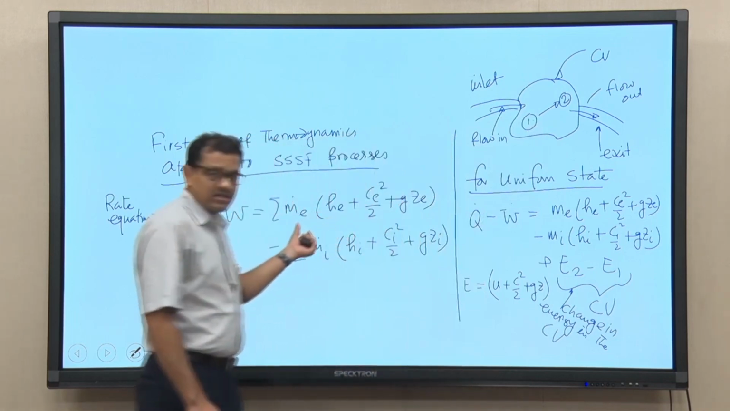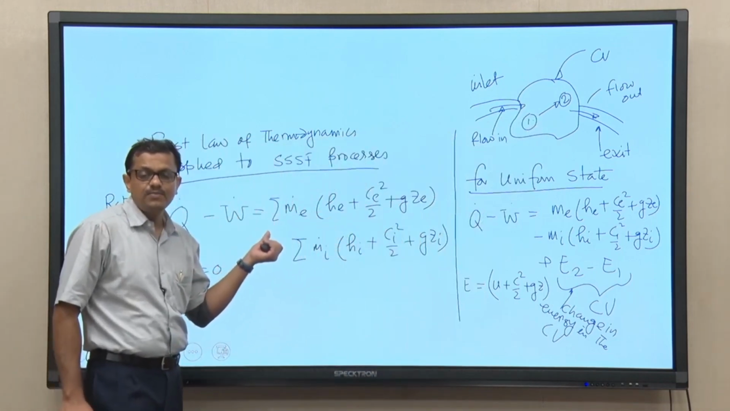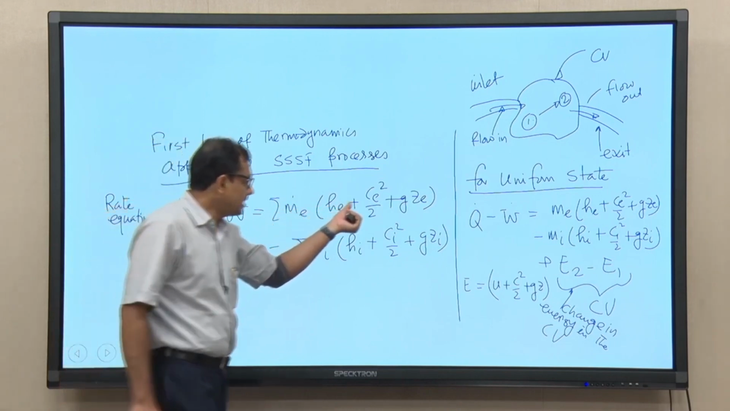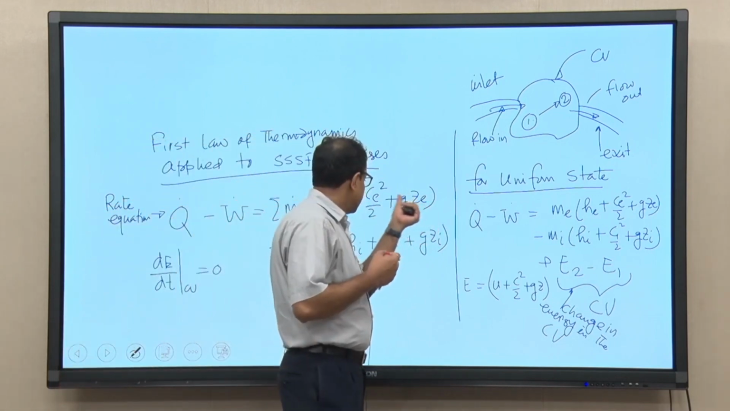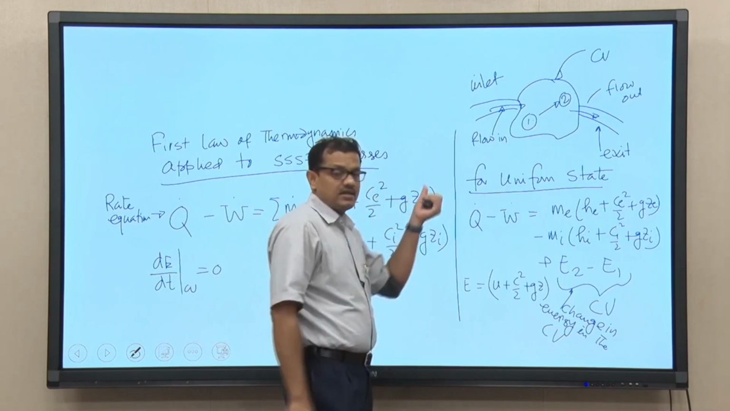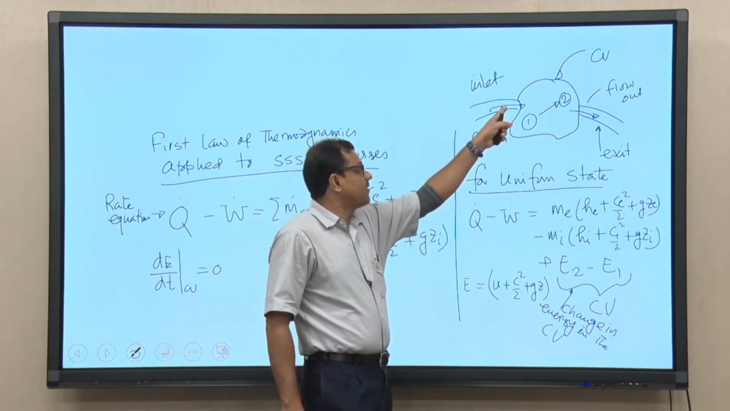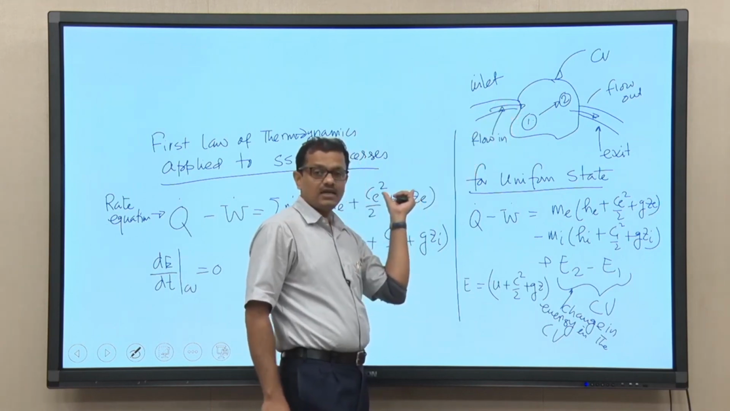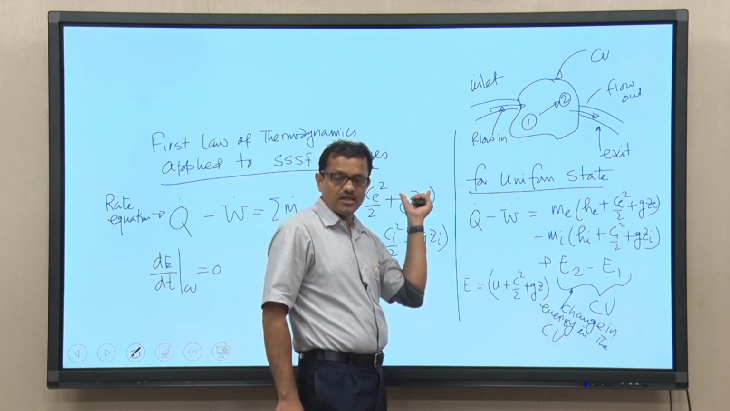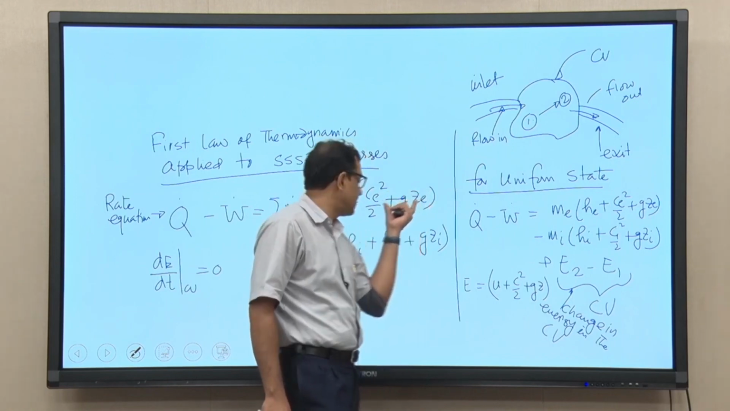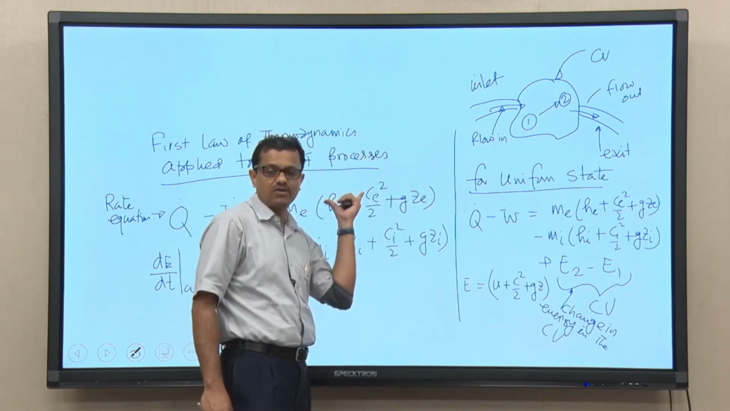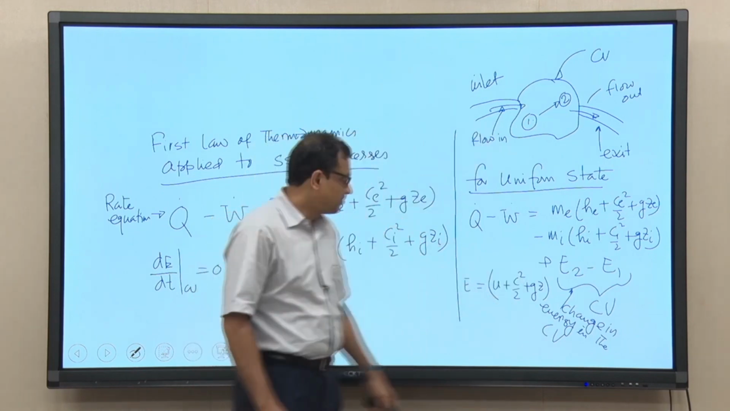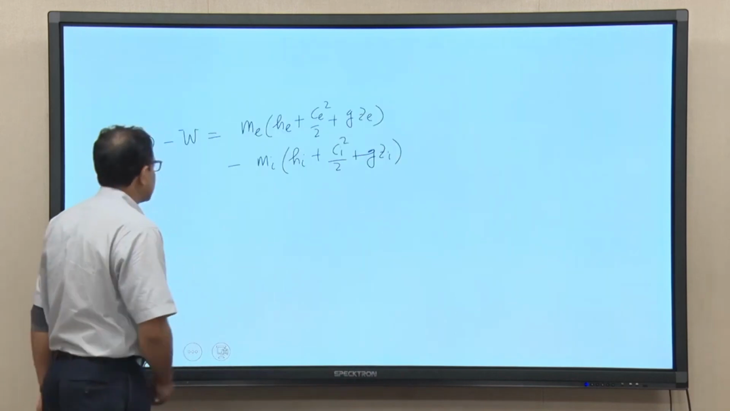So, this equation is valid under an important assumption: that properties like H, C and Z do not vary across each flow section. Only then can we write it this way. If you can recall, when we derived this expression, we took this out of the integration, out of the integral. So, this is what is important.